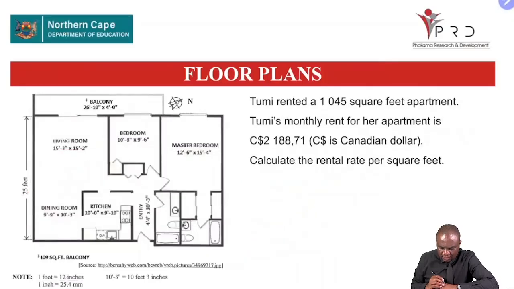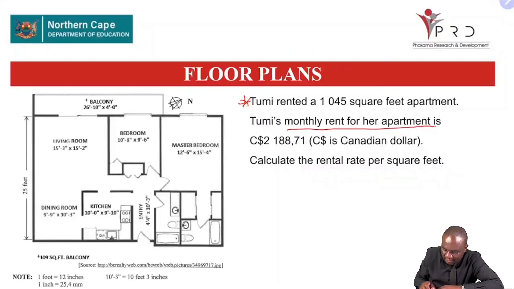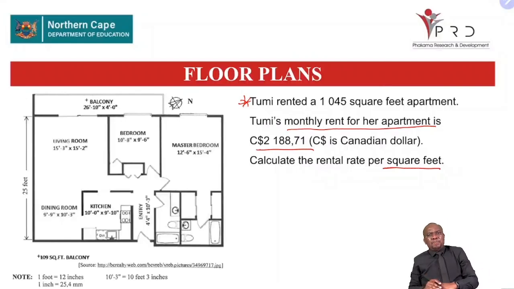Right, and then we're doing this question. To me, rented 1,045 square feet apartment. The monthly rent for your apartment is 2,188.71, this is Canadian dollars. Calculate the rental per square feet. Per means what? Divided by. So this will be the amount divided by square feet.